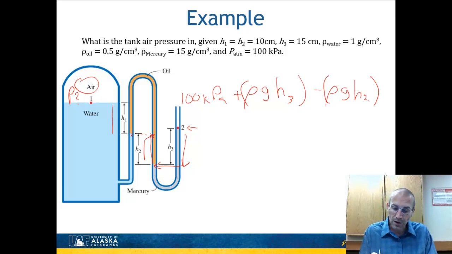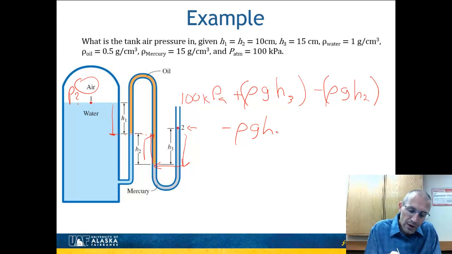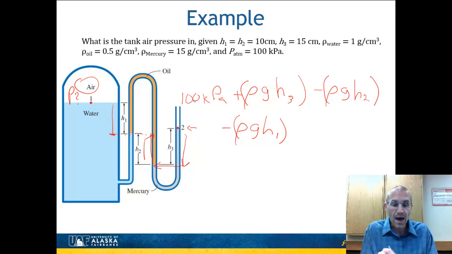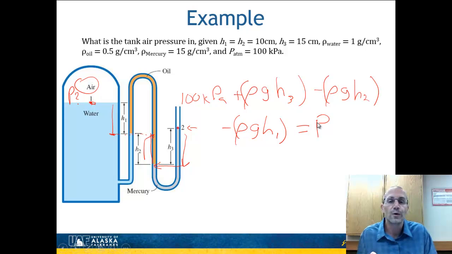And in fact, now what I'm going to do is just keep moving into the tank. As long as you're moving laterally through the same fluid, the pressure isn't changing. And so what I'm going to do now is go upwards. So I'm going to go minus rho g H1, and that is of the water. And that is going to be equal to the pressure at point 1 that I'm looking for.